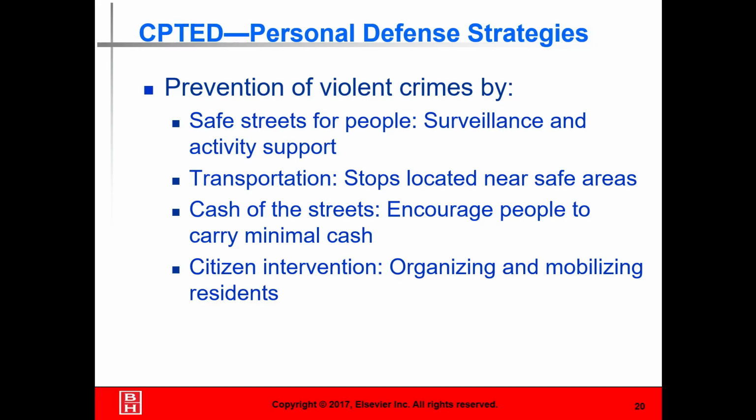Mobilize them. Have 911 stations. I know on college campuses, when my kids went where I teach, they have call boxes all over the place. You just have to hit a button. They know exactly where you are. Someone can be there in minutes. Maybe we need more of that on the streets, but these are some of the different things that we can do to help organize what we want.